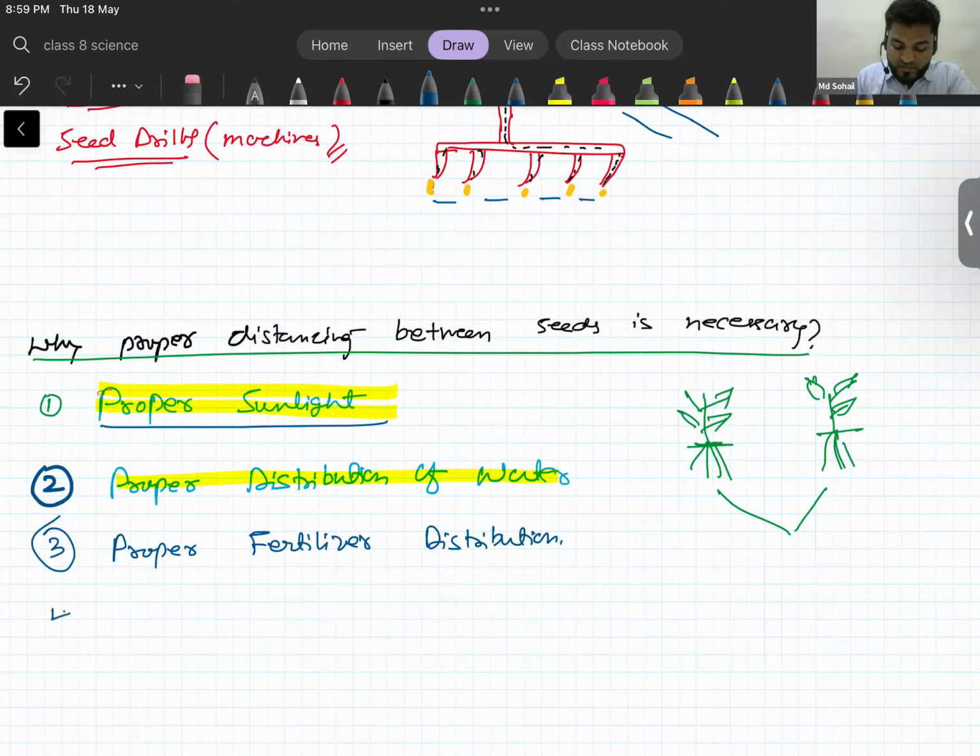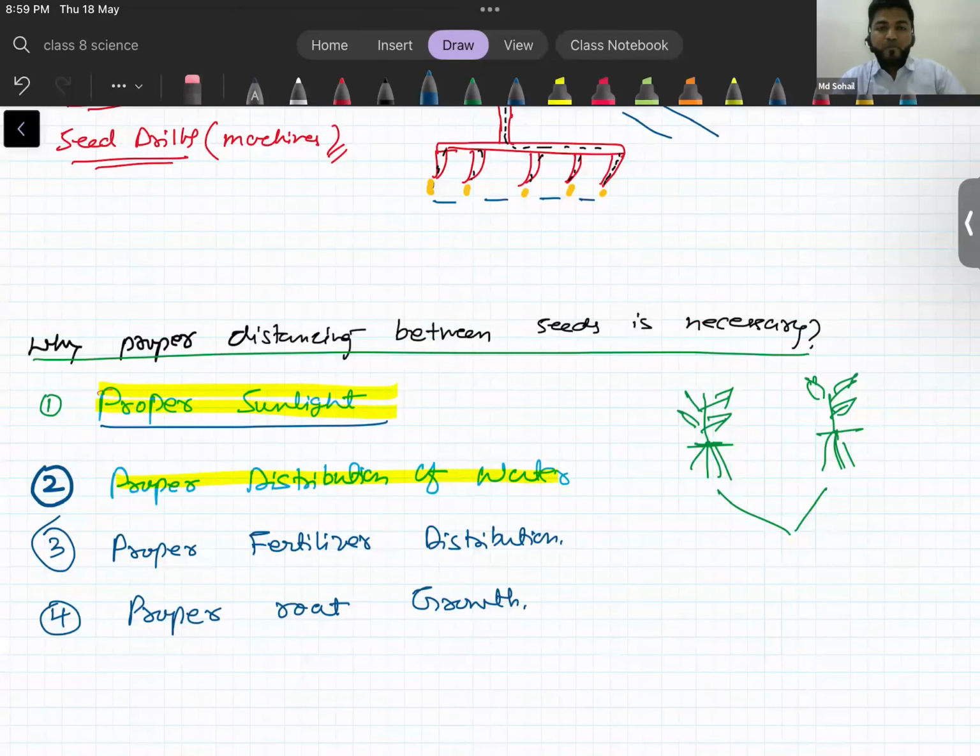One more reason is there. Proper root growth is also important here, right? If I plant the two seeds very closely, when they grow into plants, their roots will overlap each other like this. They will be overlapping each other.